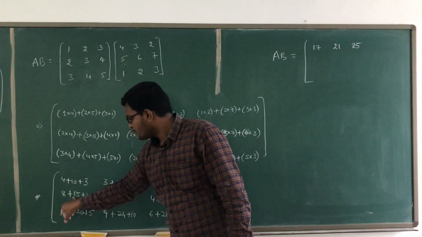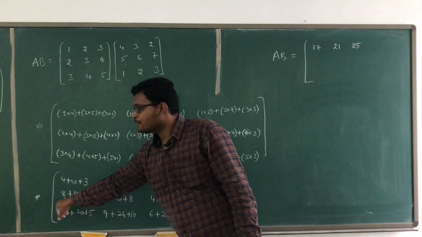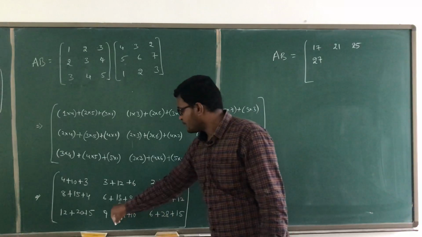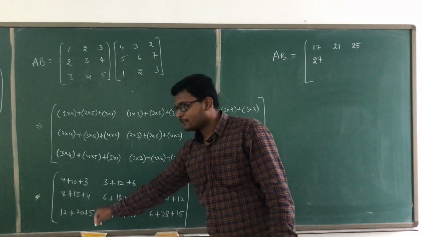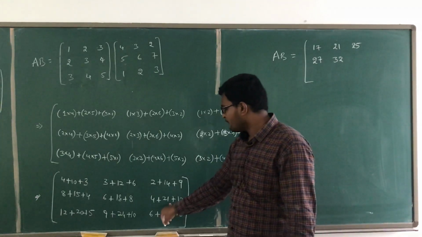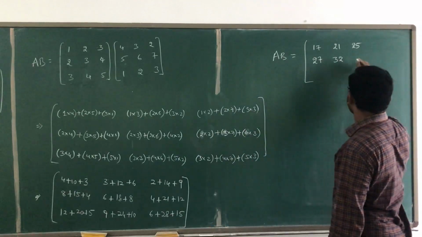Similarly, move to this 15, how much? 15 plus 4, 19. 19 plus 8, 27. Here 18 plus 8, 26. 26 plus 6, how much? 32. 21 plus 4, 25. 25 plus 12, how much? 37.